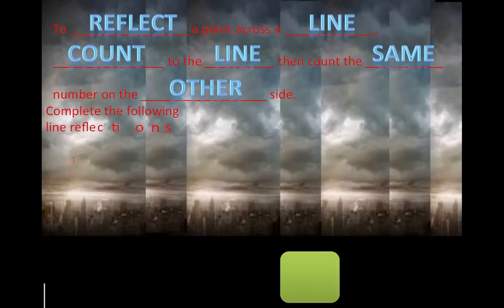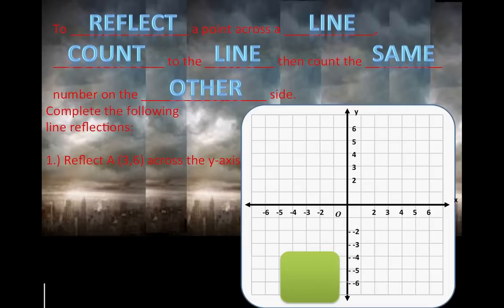So we're going to complete some of these as examples here, so you just need to be watching as usual. We're going to reflect the point A, 3, 6 across the y-axis. So the first thing we're going to do is graph our point 3, 6. Starting at the origin, we're going to go to the right 3, and we're going to go up 6. And we should have a point right up here. We're, of course, going to label that A, 3, 6. We're reflecting across the y-axis, which is right here. The vertical axis is y.